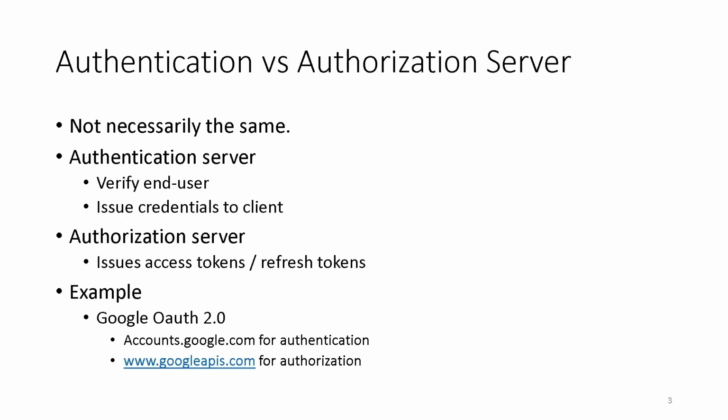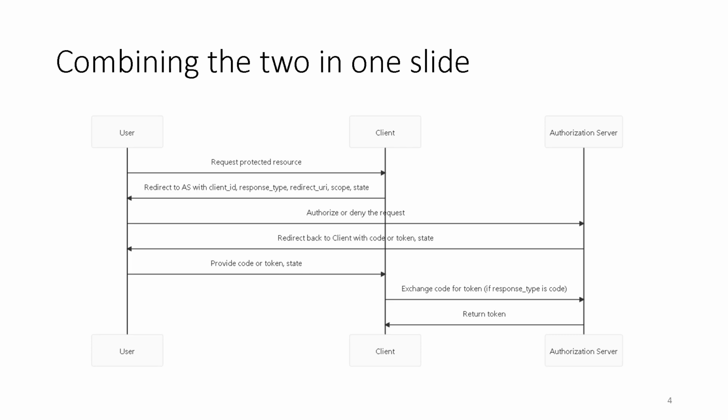From a functionality perspective, authentication and authorization servers are not necessarily the same. The authentication server verifies the end user identity, and in the case of interacting with the application client, it can be the entity that issues the credentials to the client itself. The authorization server issues tokens. In the case of Google, for example, authentication is done by accounts.google.com, while authorization is done using www.googleapis.com. Sorry to keep harping on this issue, but it's important to understand this very clearly.